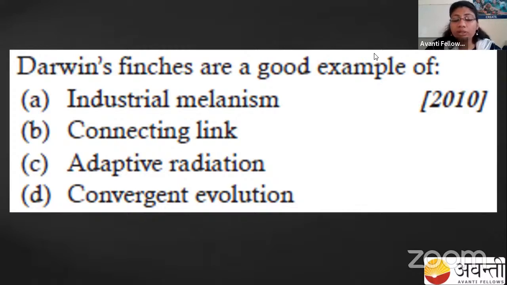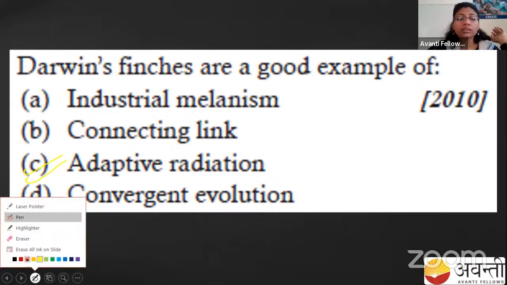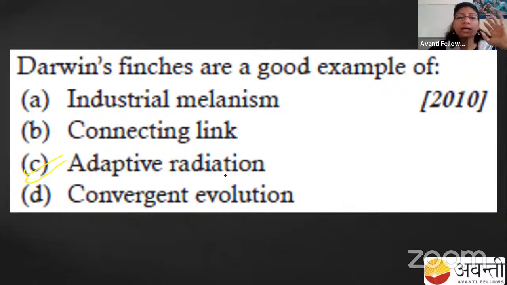So Darwin's finches are a good example of what? In a previous class, we studied many evidences of evolution, right? In that, one topic was adaptive radiation. So we can say adaptive radiation is a good example given by Darwin's finches. Darwin went on a voyage of 5 years, where he found a group of islands, the Galapagos Islands, and on each island he found the same kind of bird, the finches. Those birds had the same body structure apart from their beak, depending on their food habit. So Darwin's finches are a good example of adaptive radiation.